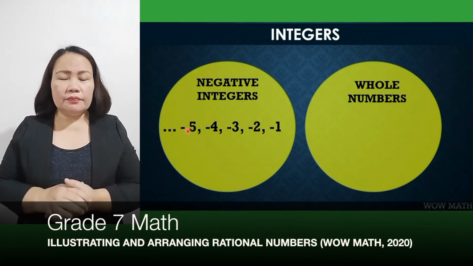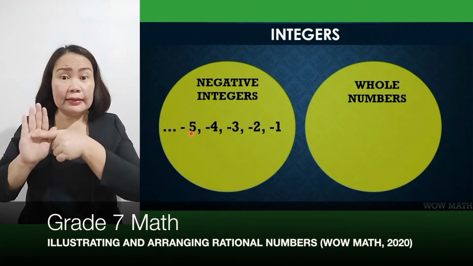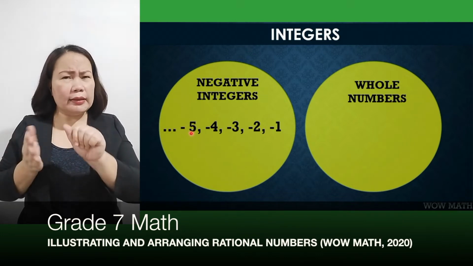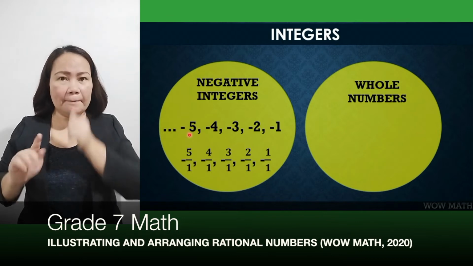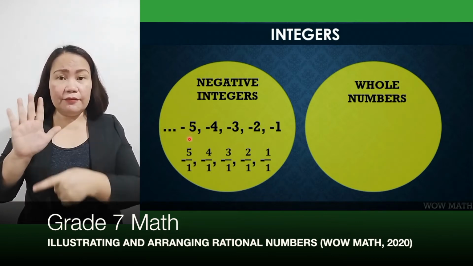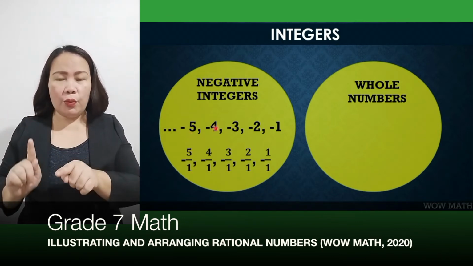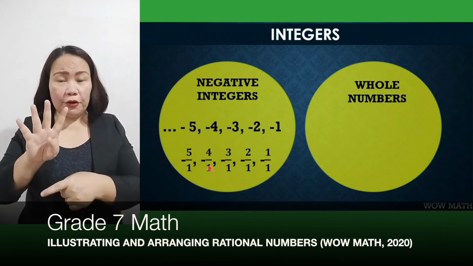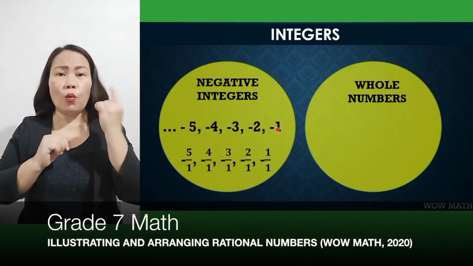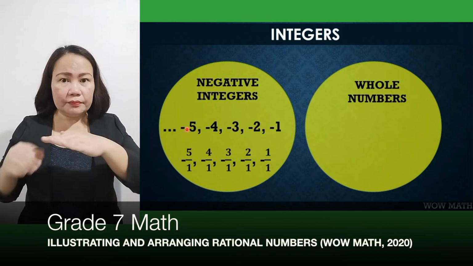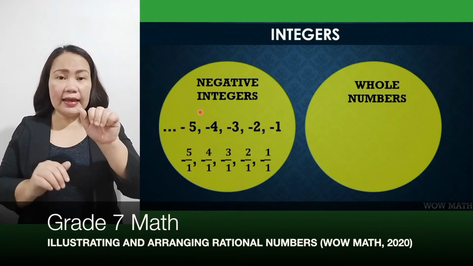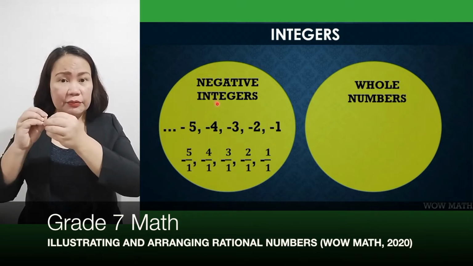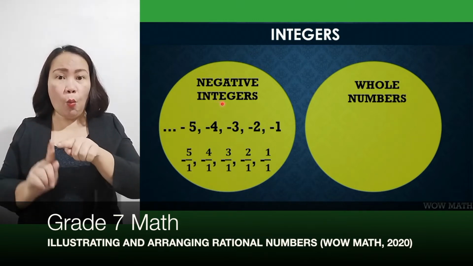So, diba, this is your A. So, where is your B here? So, negative 5 over 1. So, negative 5 can also be expressed as negative 5 over 1. Negative 4 can be expressed as negative 4 over 1. Ganon din sa iba. So, therefore, negative 5 can be expressed in the form of A over B. So, negative numbers or negative integers are considered rational numbers.